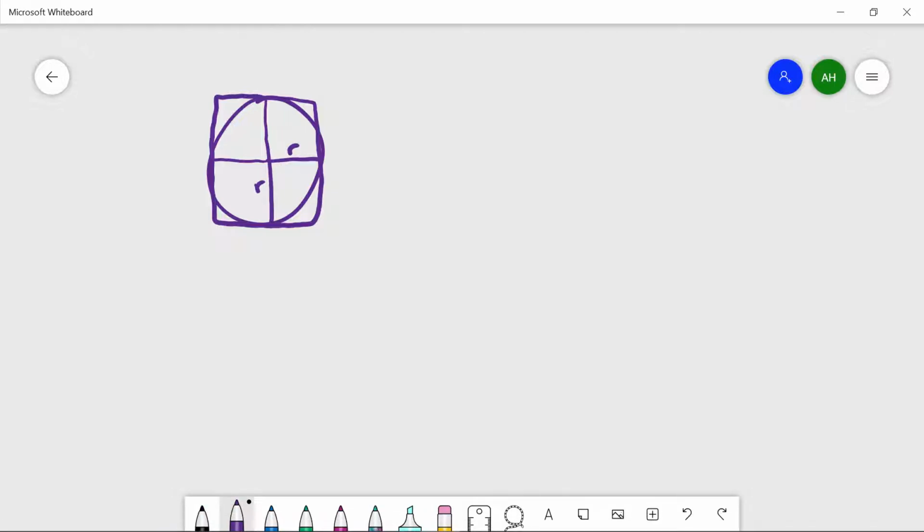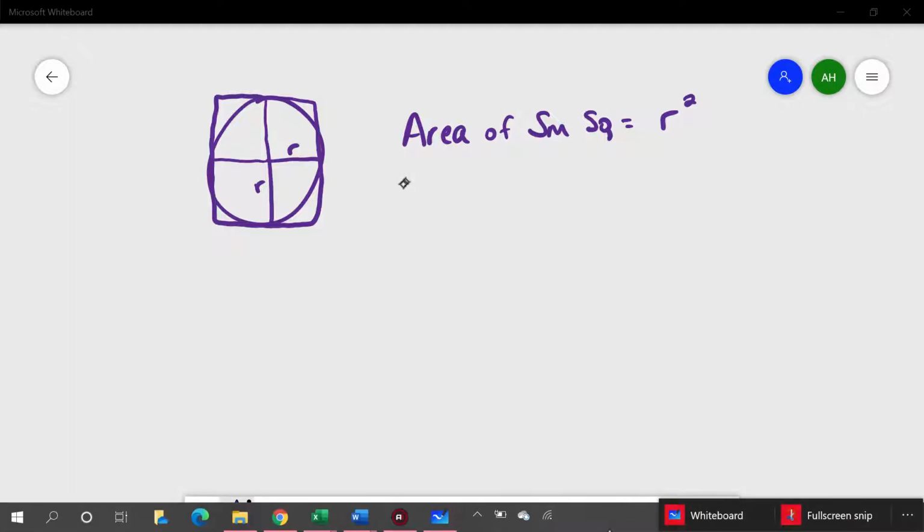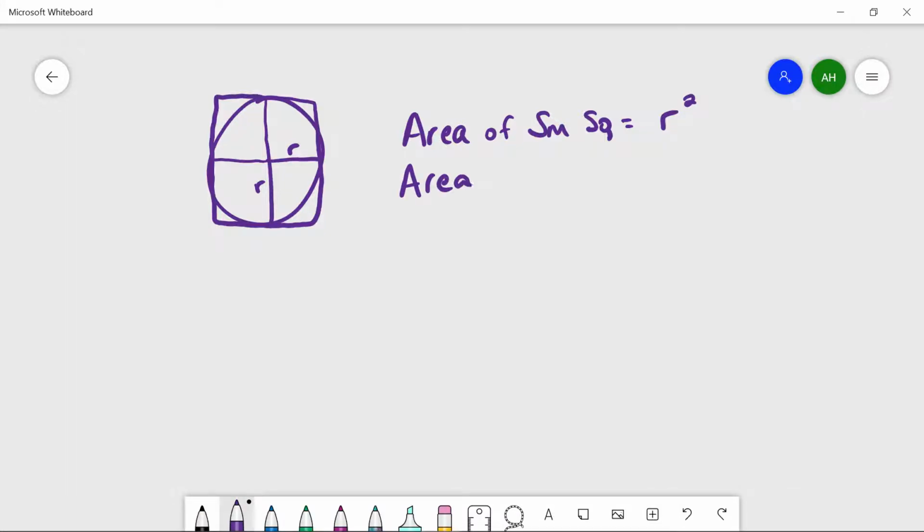If I look at this, the area of a small square equals the radius of the circle squared. Four of those small squares equals the large square, right? So the area of the large square equals 4 times the radius squared. Four times the radius squared equals that entire big square.